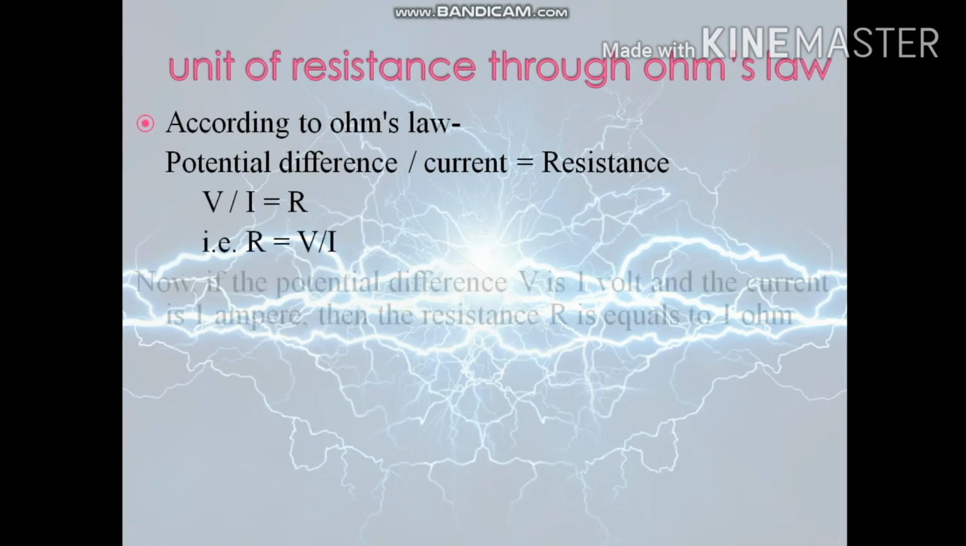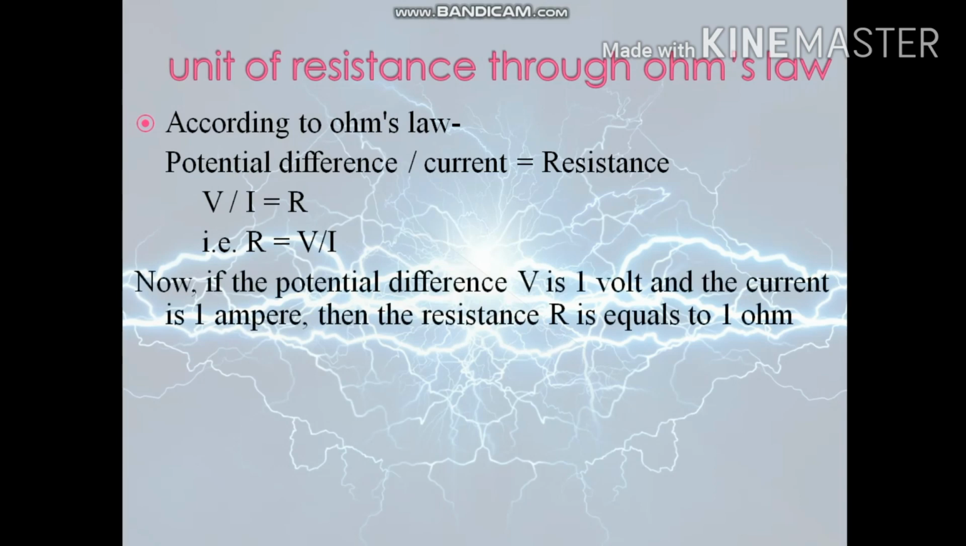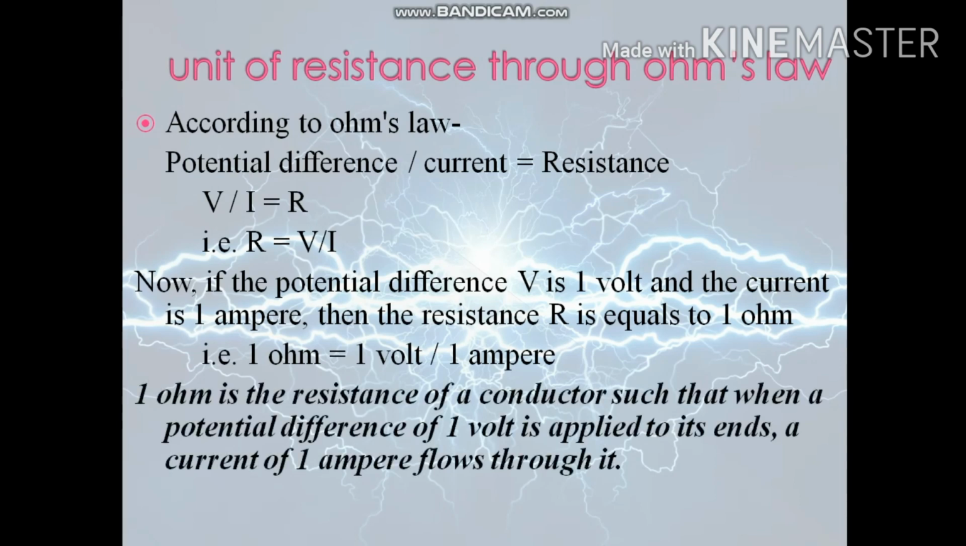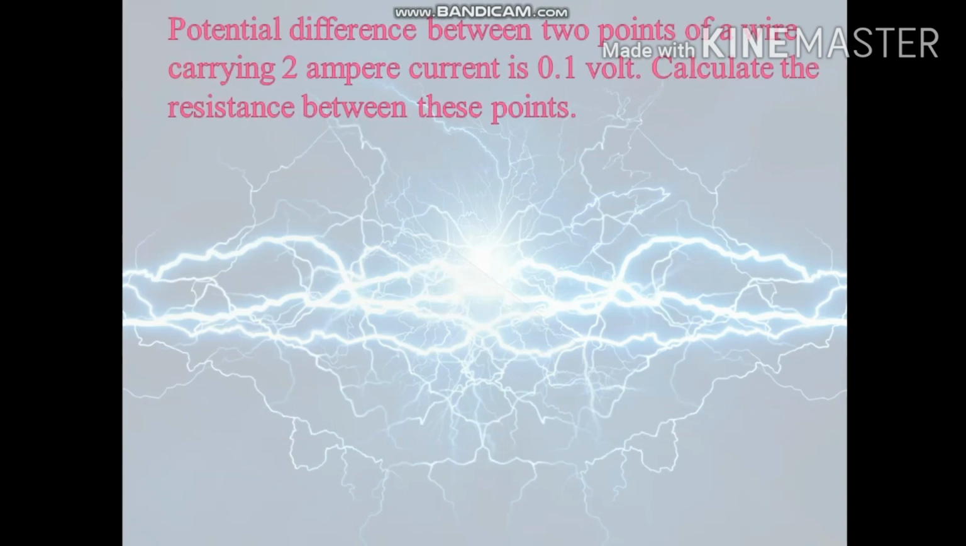Now, if the potential difference V is 1 volt and the current is 1 ampere, then resistance R is equal to 1 ohm. Putting these values in the above equation, we get 1 ohm = 1 volt divided by 1 ampere. This gives us the following definition for ohm: 1 ohm is the resistance of a conductor such that when a potential difference of 1 volt is applied to its ends, a current of 1 ampere flows through it. So we can find the resistance of a conductor by using the Ohm's law equation, V/I = R.